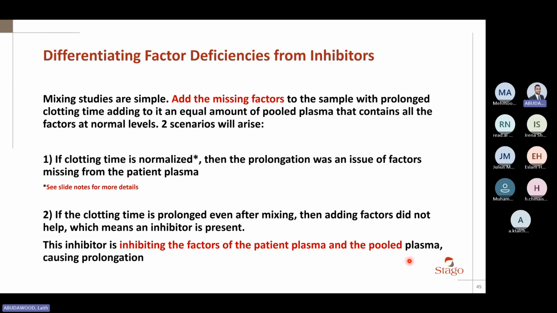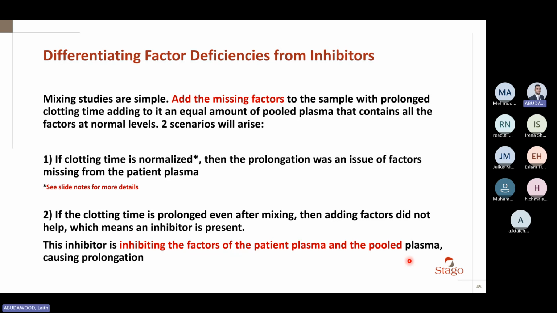However, if you run the mixing study and the result is still prolonged, then I say, okay, I have fixed the factor deficiency issue that maybe was the case. But even though I added the missing factors, I still have a prolonged clotting time, which means the issue is not really a factors issue. There is something else interfering with my clotting time. And in this case, we say there's an inhibitor. Okay, so that's how I differentiate using mixing studies between factor deficiencies and inhibitors.